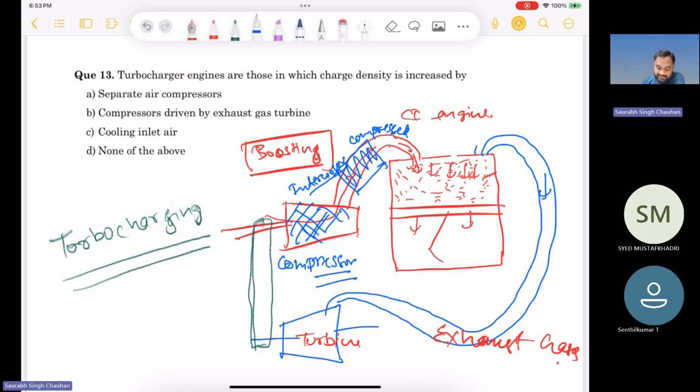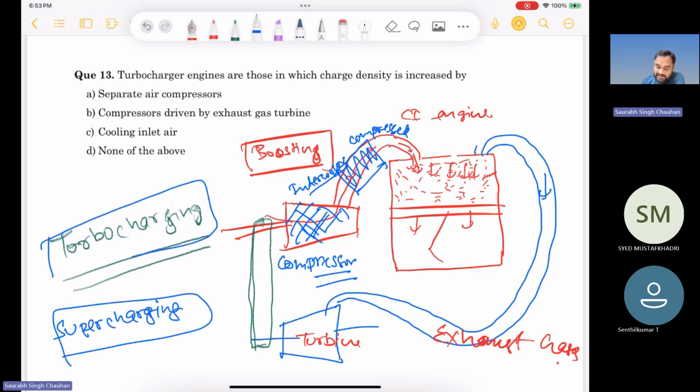There is one more thing called supercharging. It is also similar. The difference is that instead of getting the power from a turbine, instead of running a turbine, you can get the power from the shaft itself, as I explained earlier, and run the compressor. But in that case, your total power output will be reduced a little bit because you are using a certain amount of power to run the compressor.